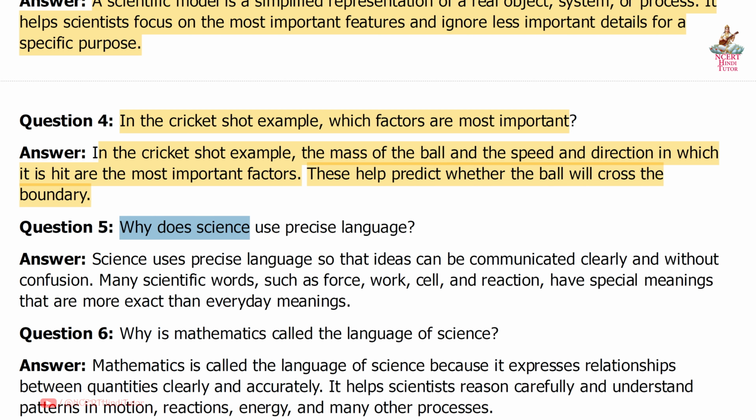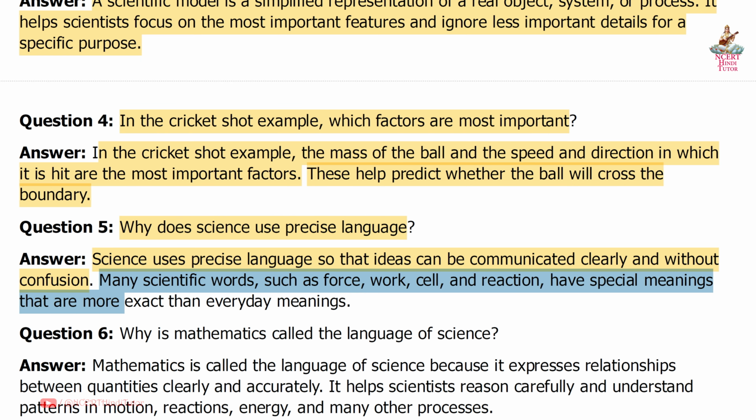Question 5. Why does science use precise language? Answer. Science uses precise language so that ideas can be communicated clearly and without confusion. Many scientific words such as force, work, cell and reaction have special meanings that are more exact than everyday meanings.